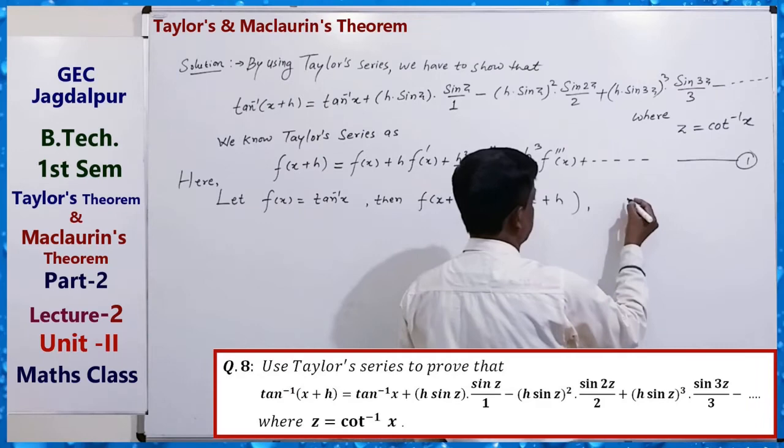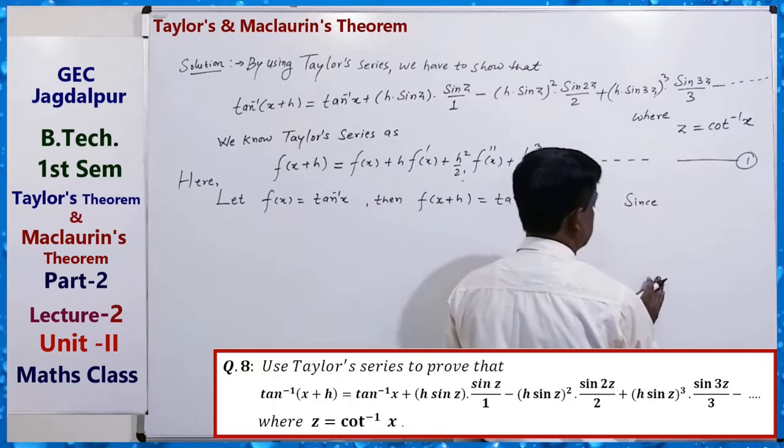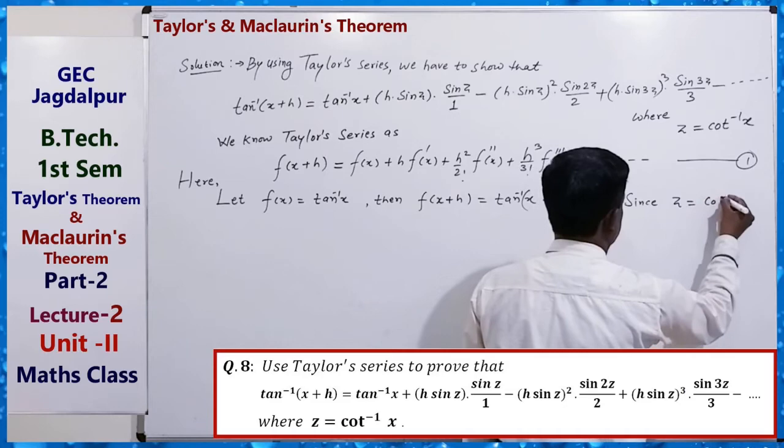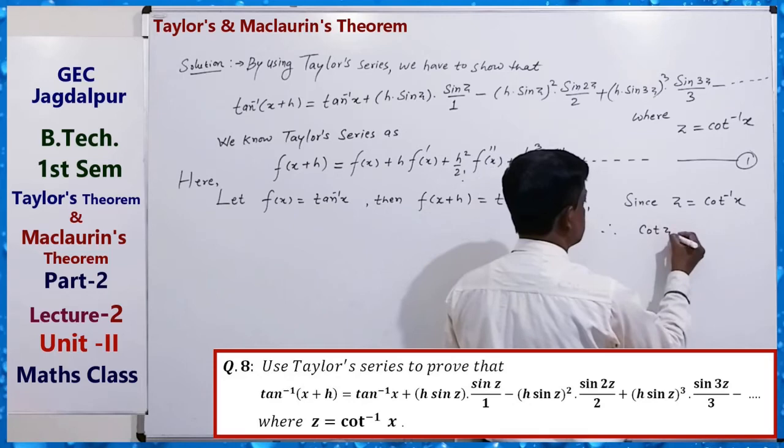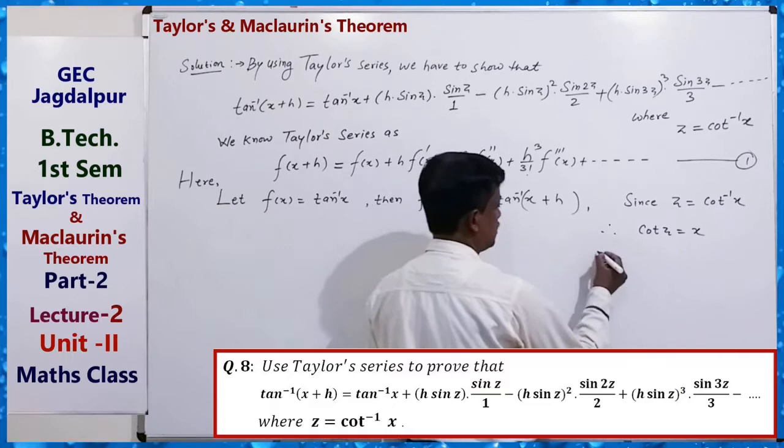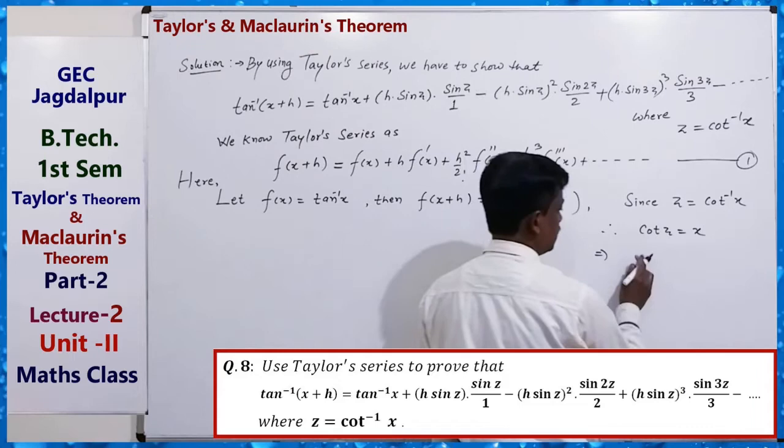Since z equals cot inverse x, therefore cot z equals x, we can write it. And it can be differentiated with respect to z. So we can get what? Differentiate it with respect to x.